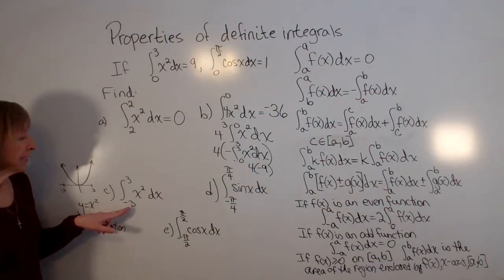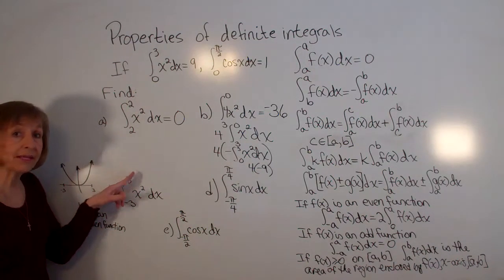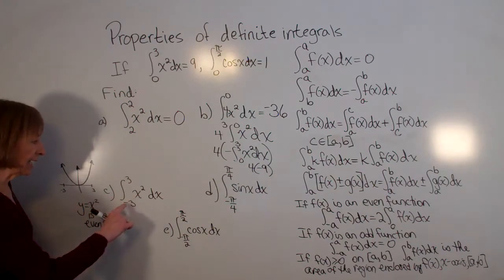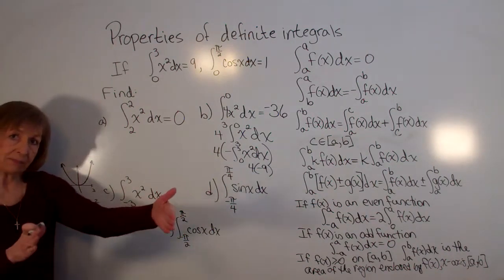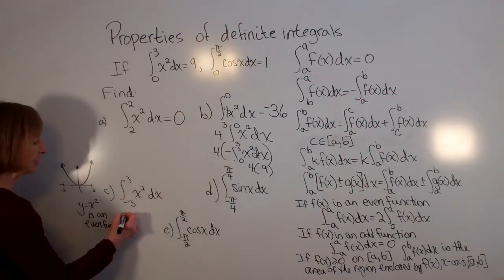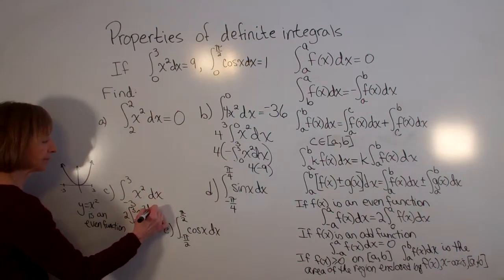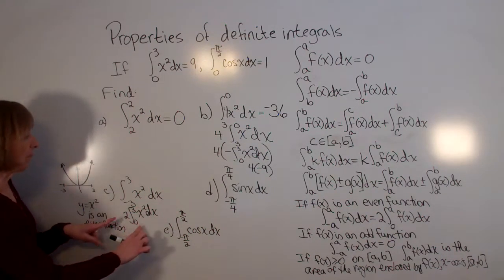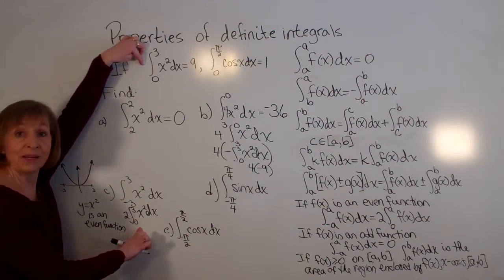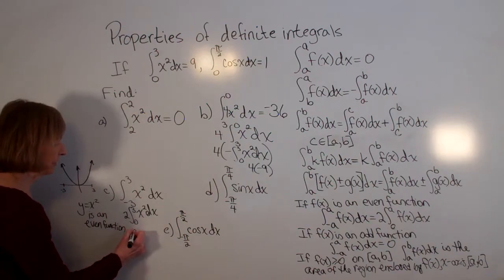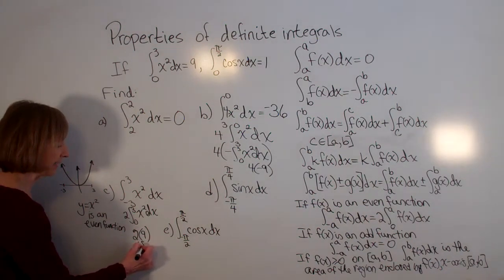So my definite integral from -3 to 3 of x squared dx, since x squared is an even function and these are equally spaced around the origin, is going to be 2 times the definite integral from 0 to 3 of x squared dx. But the definite integral from 0 to 3 of x squared dx is one that they gave me. That's 9. So this is 2 times 9, which gives me a value of 18.